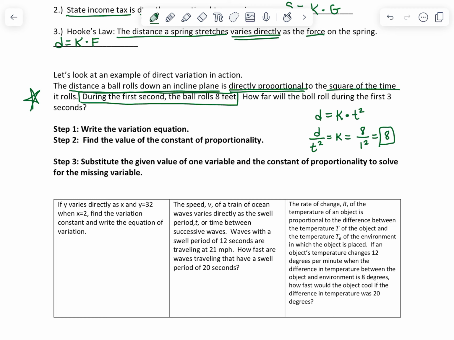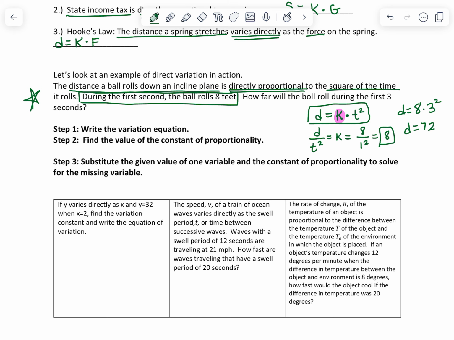That's really useful because that 8 can then be used in our direct variation equation. We just found the value of k, and we can use that 8 to help us find any other scenario of that same ball. It says, how far will the ball roll during the first 3 seconds? So it's asking us to find d. d is equal to k, which is 8, times the first 3 seconds. That's our time, t. That would be 8 times 3 squared. 3 squared is 9. 8 times 9 is 72.